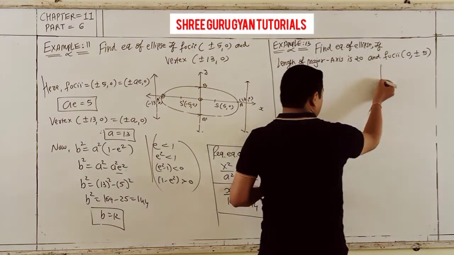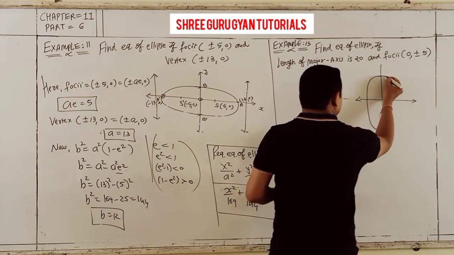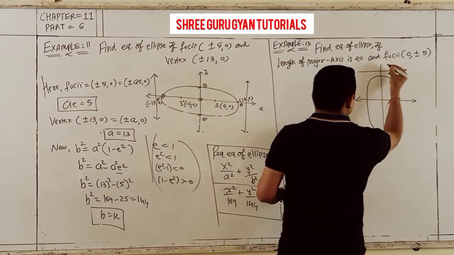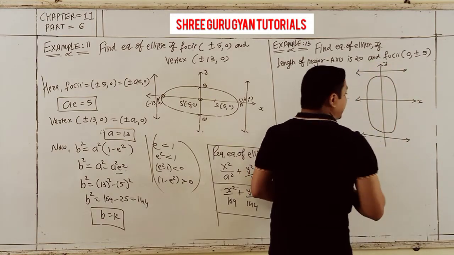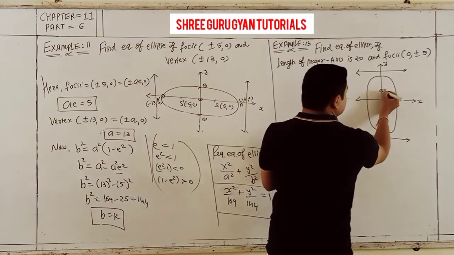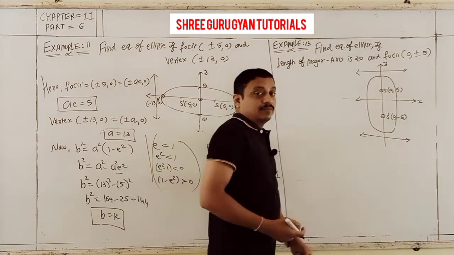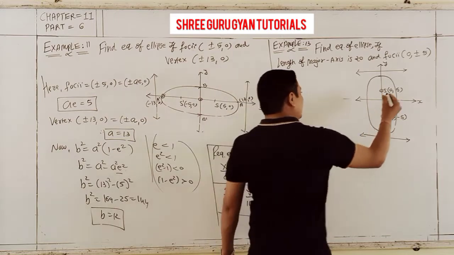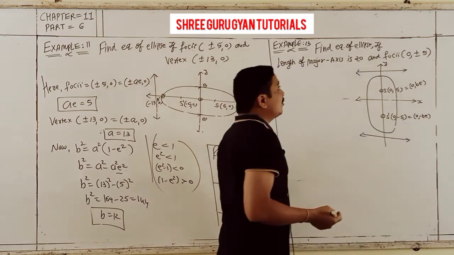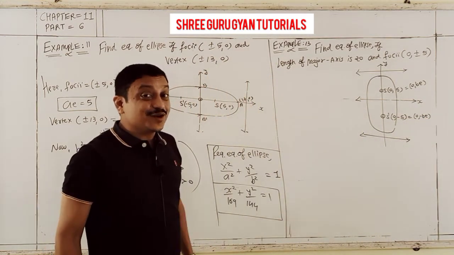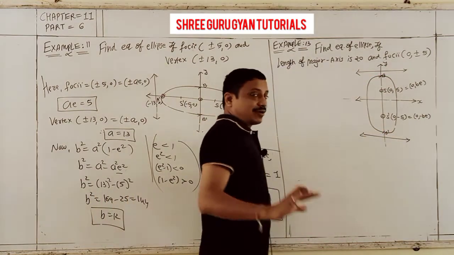So I draw a simple drawing to relate the y axis foci. Here is your y axis, that's your x axis, and here are the two directrices. Here are your foci S (0, 5) and S dash (0, minus 5). The foci are (0, b) and (0, minus b). Now, the major axis is the y axis, so this covers B, B dash, your major axis length.